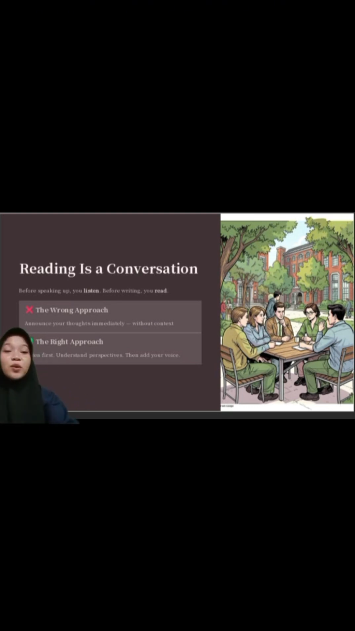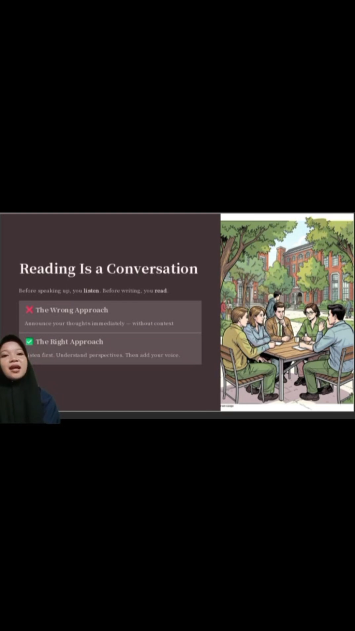There are two approaches shown on the slide. The first, the wrong approach, is to immediately express our opinions without understanding the context. And the second one is the right approach. The right approach is to read first, understand different perspectives, and then add our own idea. Therefore, reading helps us become active participants in academic conversation.